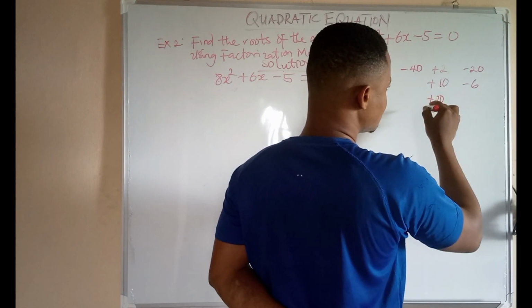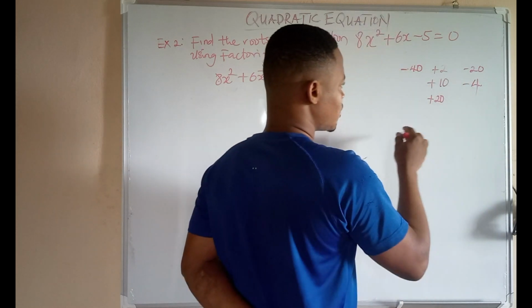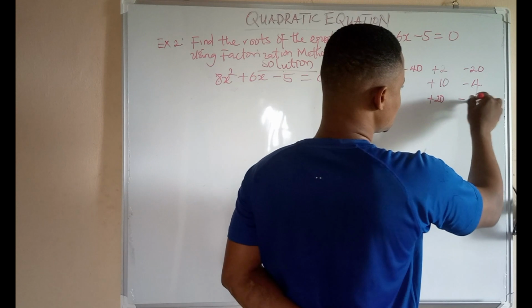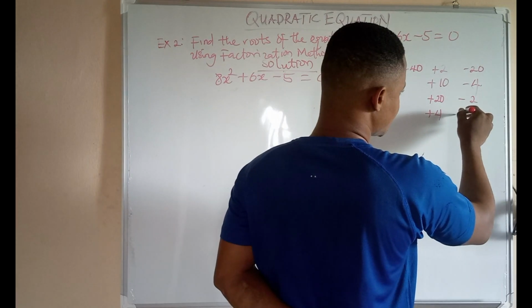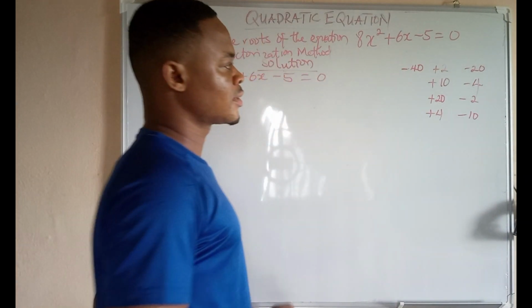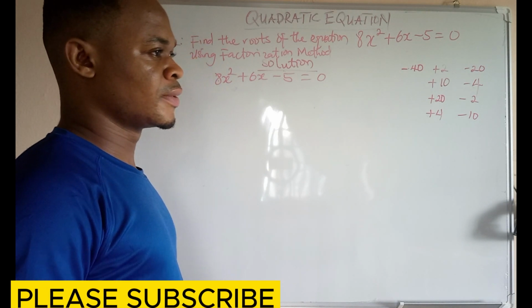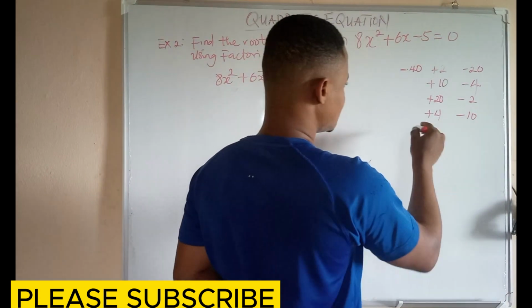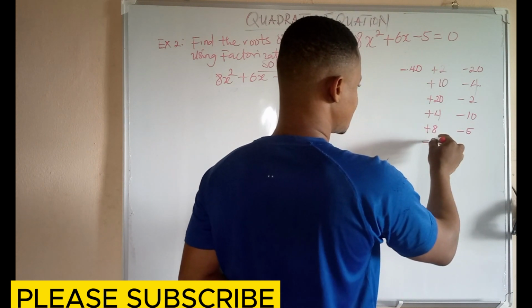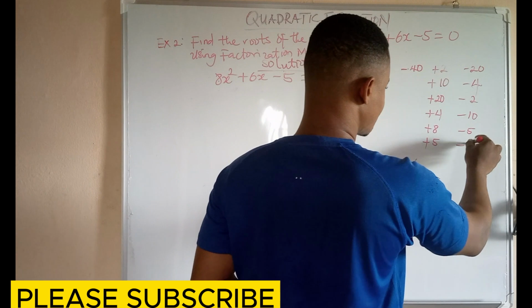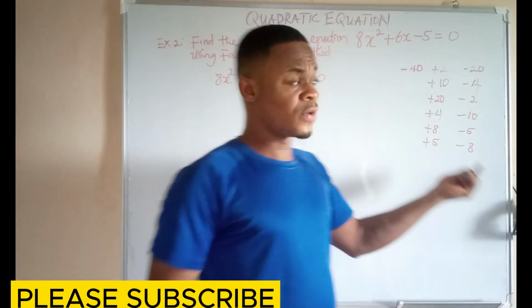We also have plus 20 minus 2, we have plus 4 minus 10. Which other can give us this? 5 and 8. So we have plus 8 and minus 5, plus 5 minus 8. So these are some of the factors of 40.